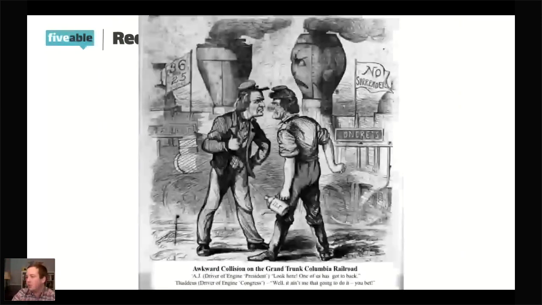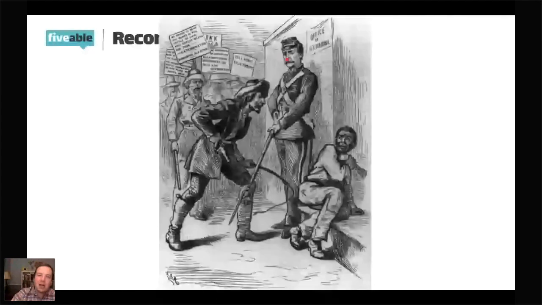You notice there's the president railroad car and the Congress railroad car, and they're both going to collide with each other, and they're just having a fight, and this is what leads to impeachment. Once Congress takes over, they're going to put troops down south via what are called the Reconstruction Acts. And as you can see in this cartoon, it's incredibly important that there are troops down south, what is sometimes called the bayonet rule.